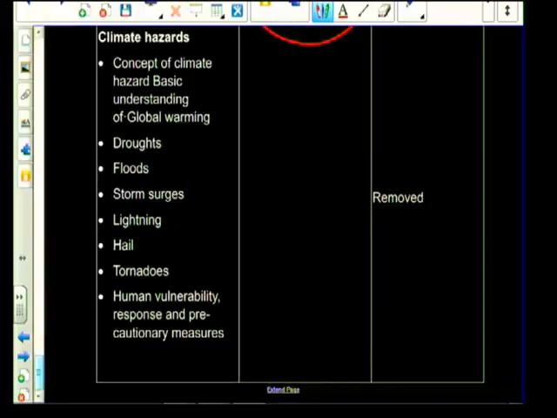Climate hazards, nice to go over it because it gives you an understanding. You understand? Because sometimes your heat islands can be heating, and maybe some of the aspects of solutions to global warming can help you there. But this section has been removed. Okay? So that's out. It's no more in the new CAPS curriculum.